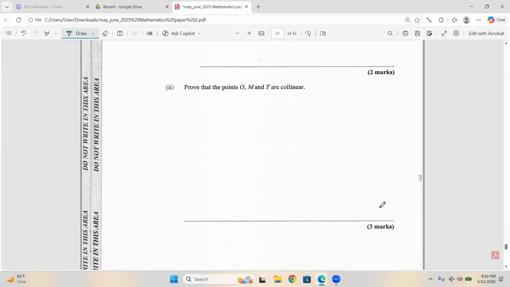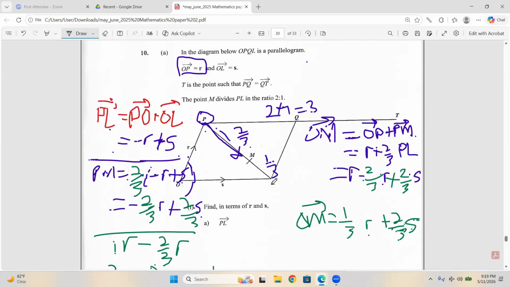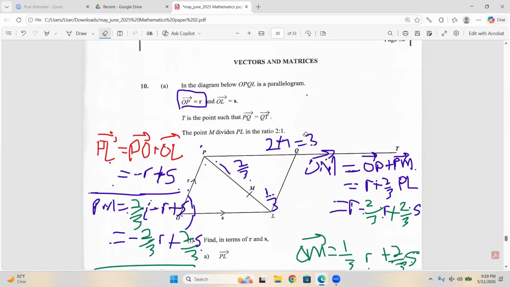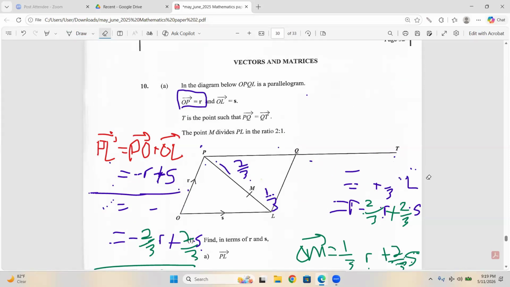What's the next one? It said prove that the points O, M, and T are collinear. Collinear means they're on a straight line. What is the one you say again? O, M, and T. Where's O, M, and T? I'm taking all this off because it's blocking the diagram. O, M, T. Okay, I need to take all this off too because it's blocking.